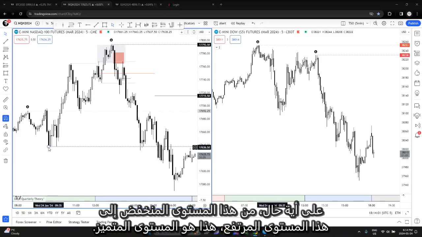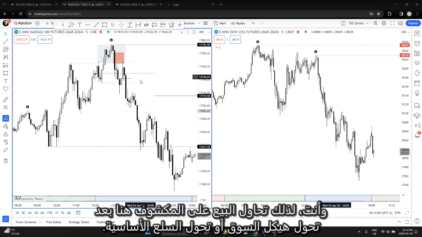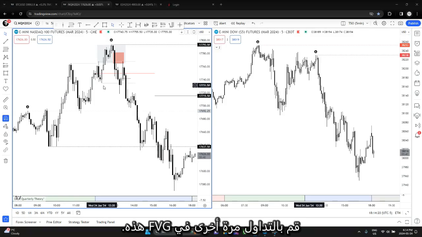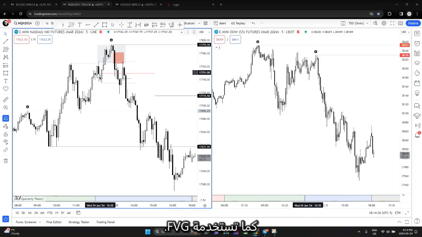Anyways, so from this low to this high, this is premium. When price is above the 50%, most of you guys know this is where you want to look for sells, right? And you try to short up here after price shifted market structure or committed a macro shift. Trade back up into this fair value gap. Forms an order block. Price trades above Q1's open right here, uses it as resistance, as though you would use a fair value gap, a breaker.